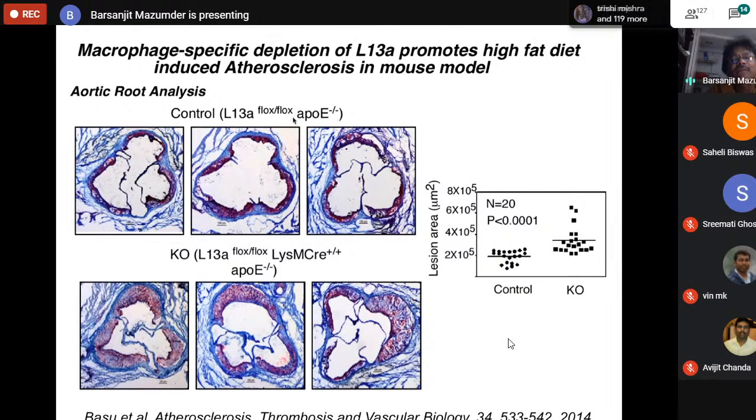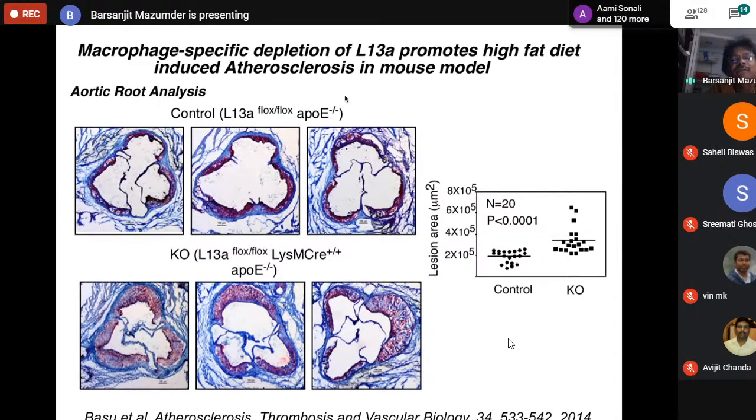So this is the control mouse, and this is the experimental mouse. It means everything is there except L13a is not there in the macrophage in this mouse. Then we feed this mouse a high-fat diet for 12 weeks, retrieve the aorta, and stain it with the lipid-specific Oil Red O stain. So what you are looking at is the aortic root analysis, meaning the chamber of the heart that is rapidly filling up with atherosclerotic plaque.